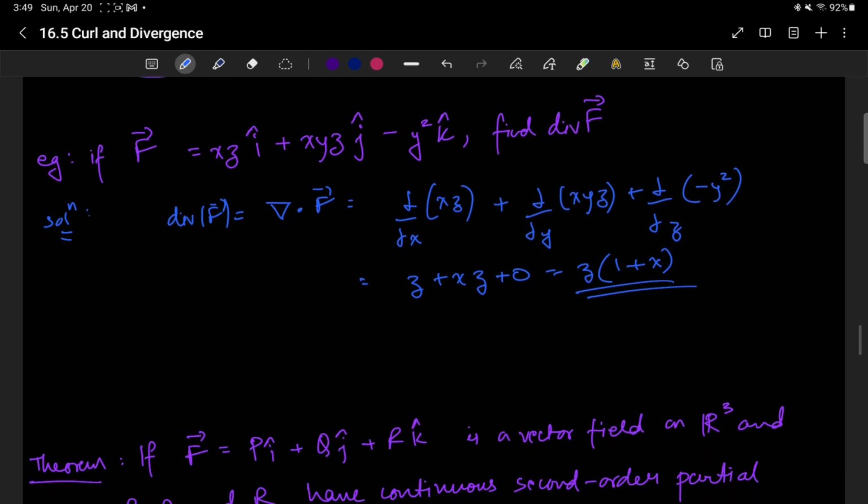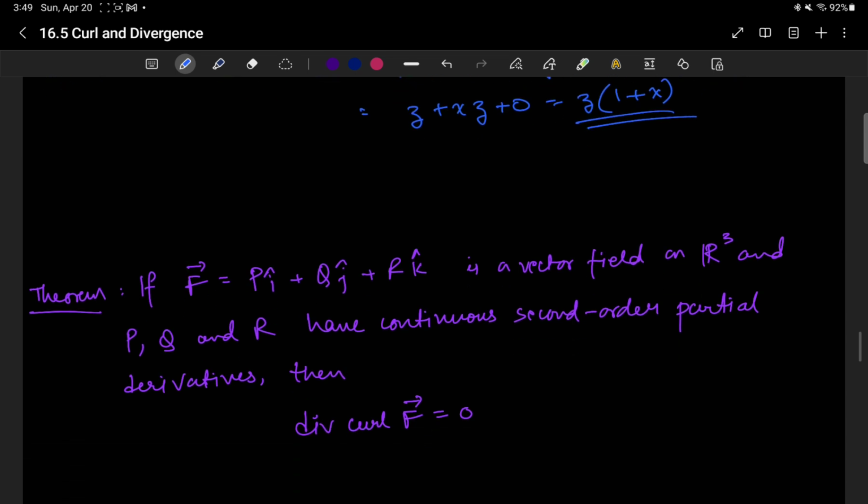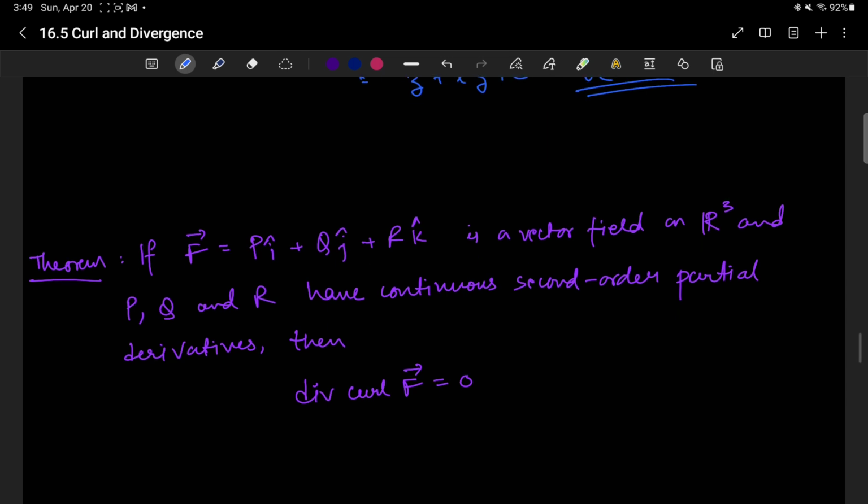Now we have a theorem which sort of connects curl and divergence, which says if we have a vector function F given by its components P i cap plus Q j cap plus R k cap on R3 again, and P, Q, and R have continuous second order partials. We need the second order because we are doing two operations, which means we are taking partials twice, and the result is that the divergence of the curl of a vector field is always 0.